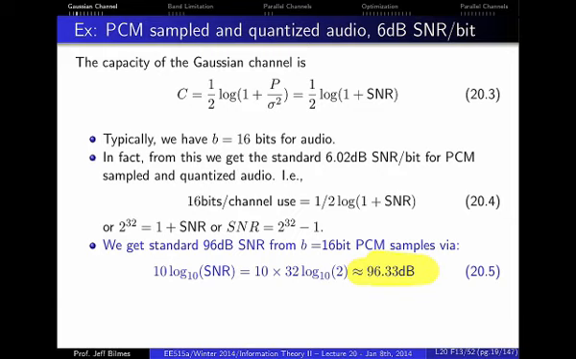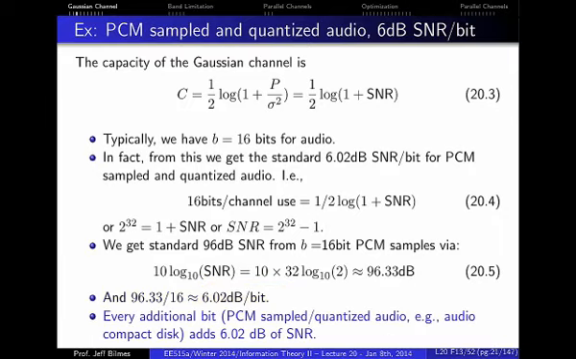And then, how many decibels per bit do we have? The way we get that is we divide by 16. So 96 divided by 16 gives us our 6 dB per bit. Therefore, each additional bit gives you an additional roughly 6 dB. And that's where that formula, that number comes from.